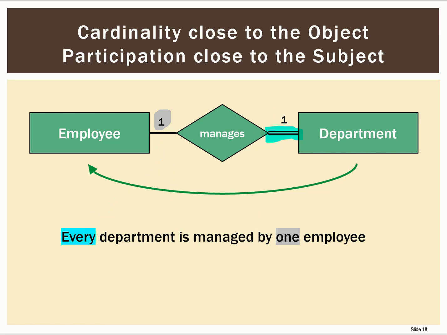Here is the relationship expressed in the opposite direction, where we would say every department is managed by one employee. And again, notice that the participation is closest to the subject. In this case, we have every, which corresponds to that double line closest to the subject department. And we also have one employee, and the one is the cardinality that is closest to the object.